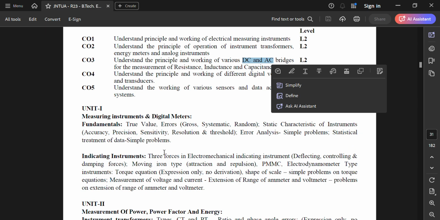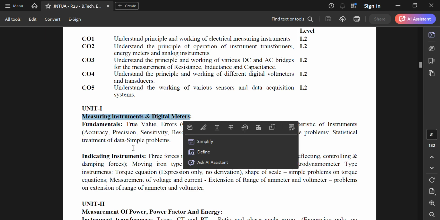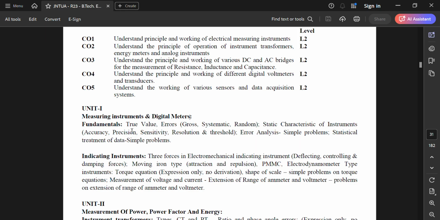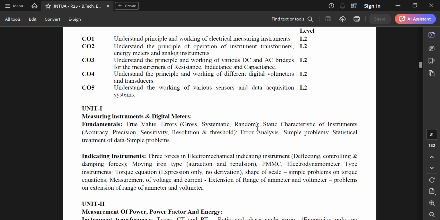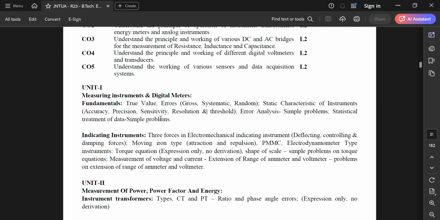The first unit is measuring instruments and digital meters. The fundamentals of any instrument, what are the actual value, true value, errors, what are the types of errors that occur in measuring instrument, static characteristics of measuring instrument, dynamic characteristics of measuring instrument. With variation of time, what are the errors present, those are dynamic characteristics. When time is not changing, then what are the errors present in that, what are the characteristics: accuracy, precision, sensitivity, all this we will study. The basic definitions we will study.